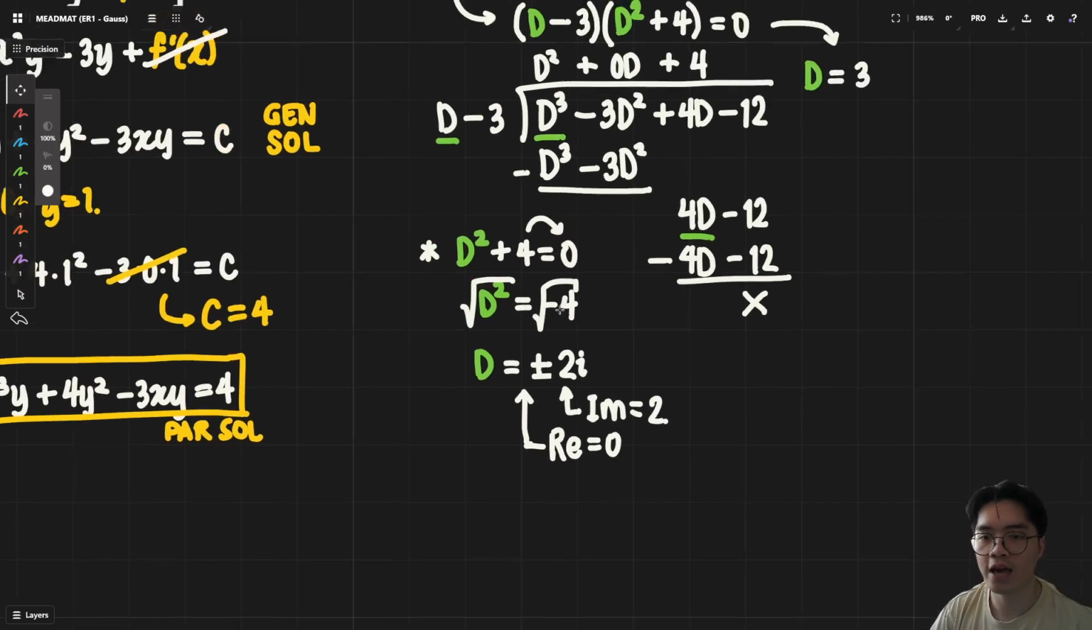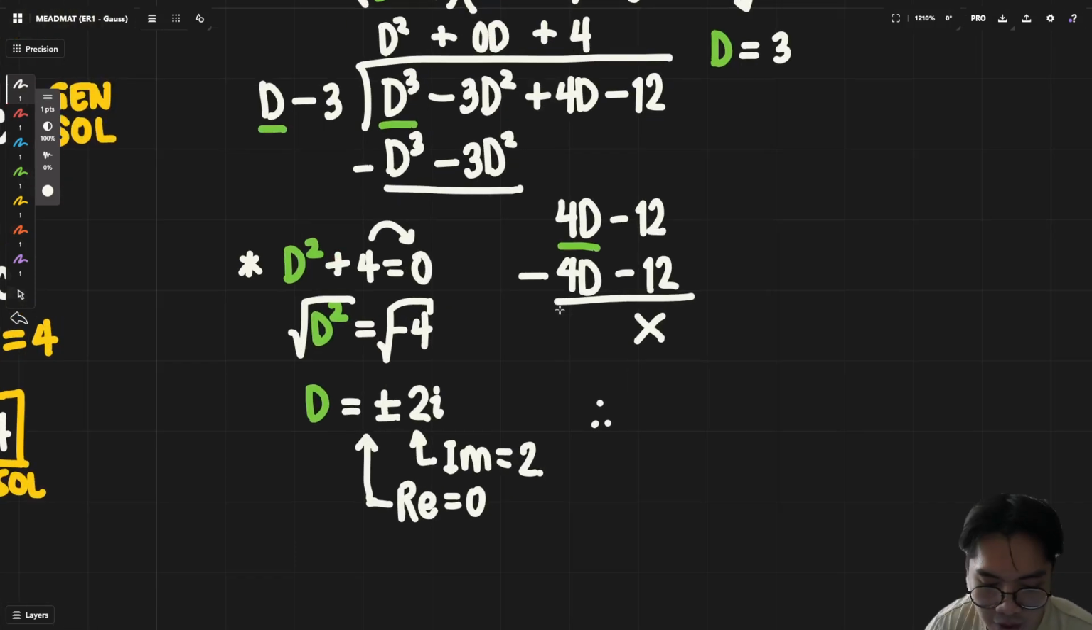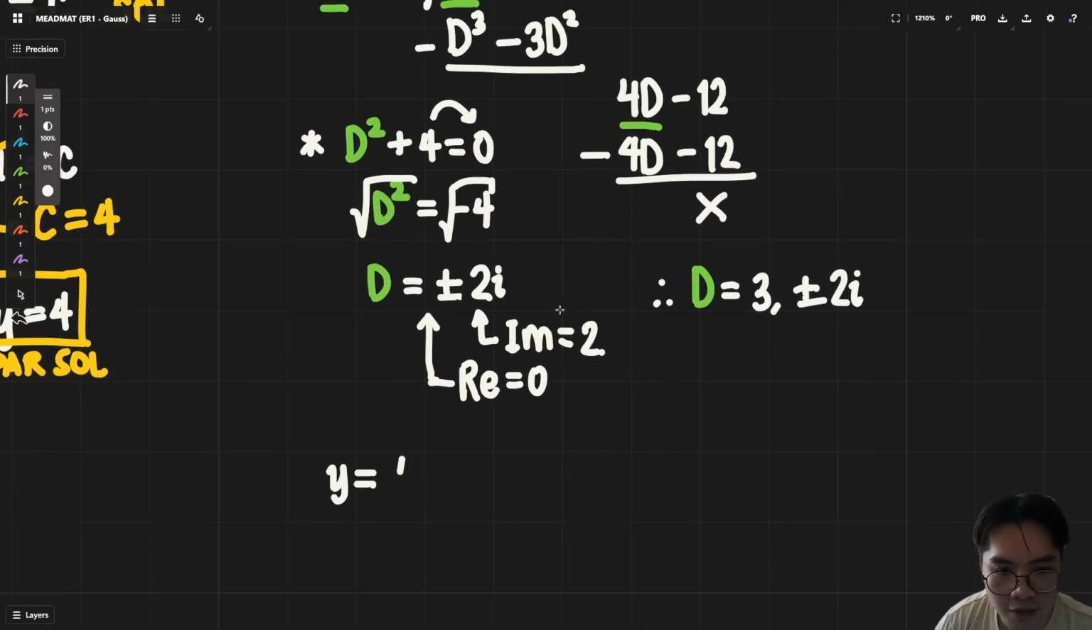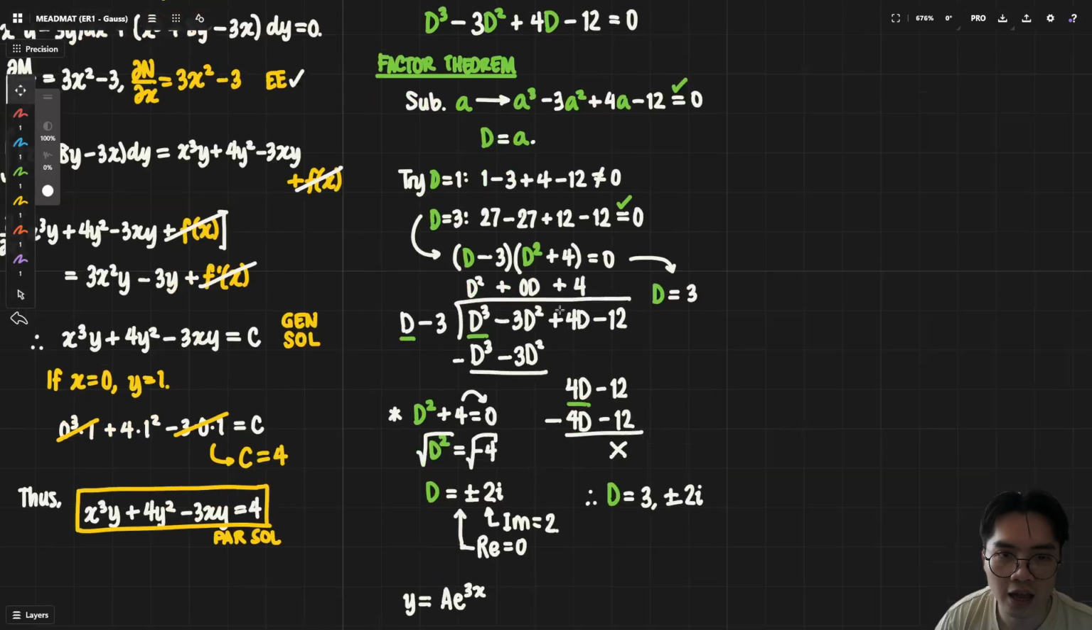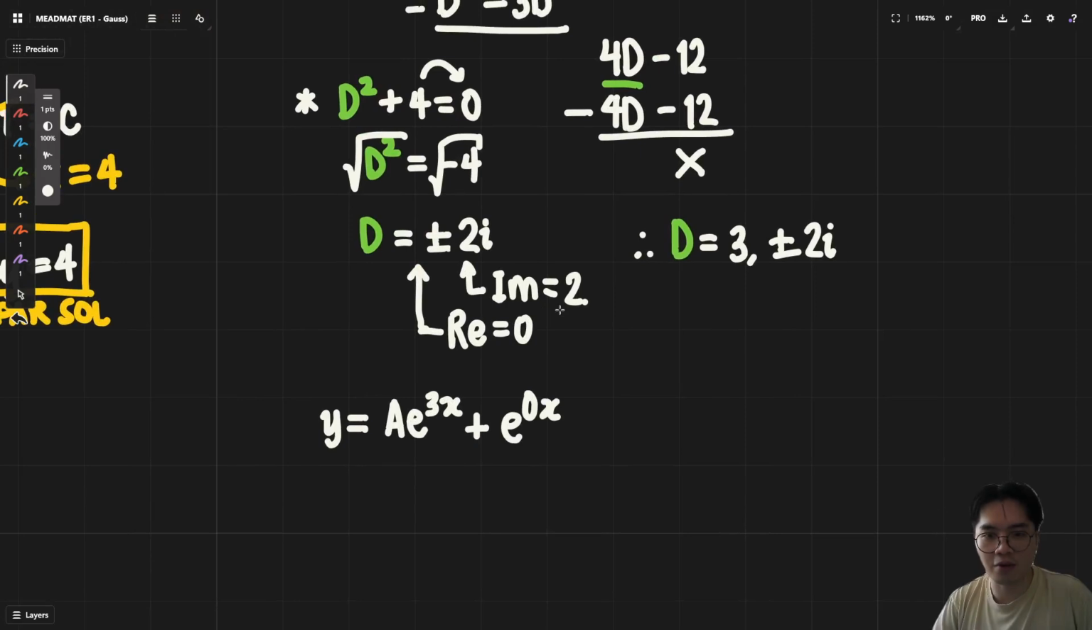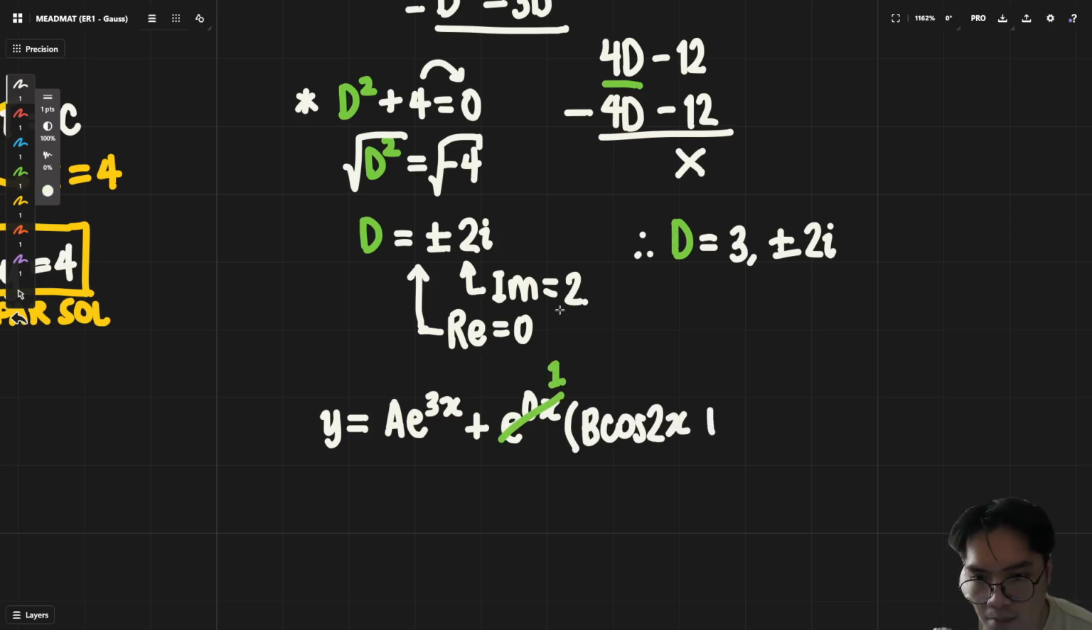So now we have our 3 values for d, which are 3, and then plus minus 2i. Therefore, our final general solution will be a e raised to 3x, and then plus e raised to 0x. What is anything raised to the power of 0? It's just 1, so this all just gets cancelled to 1. And then you will have your b cosine 2x plus c sine 2x.